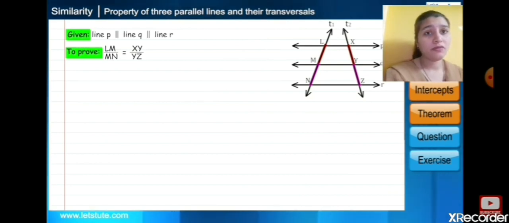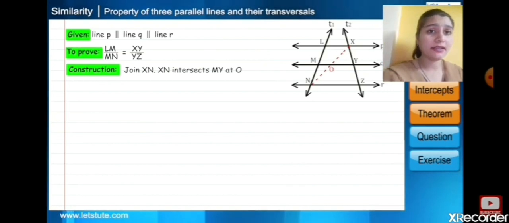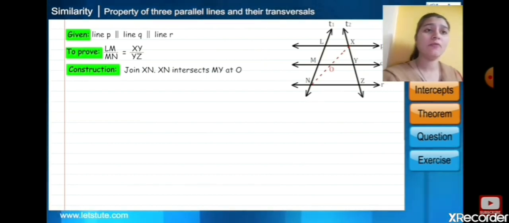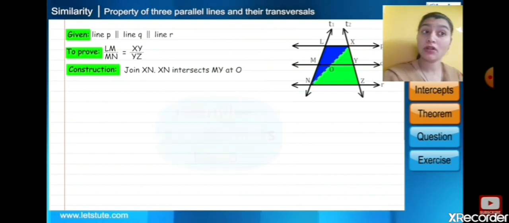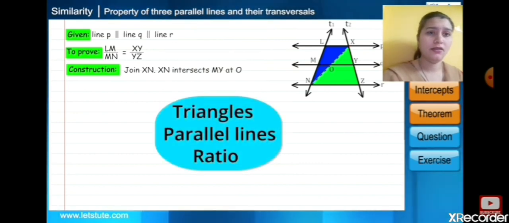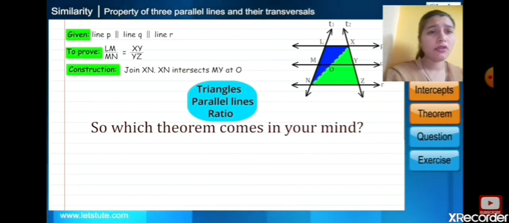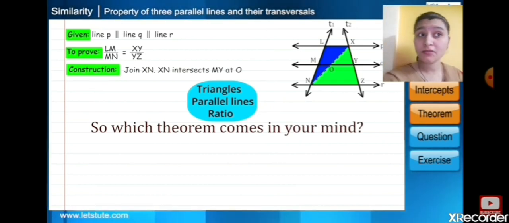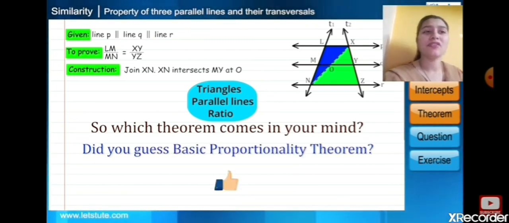So for this we will construct one line. Join XN, which intersects MY at O. So when I'm talking about two different triangles, what comes to your mind? Triangles, parallel lines, ratio. Again when I'm talking about ratio, which theorem comes to your mind? Yes, I think you are right. If you are thinking BPT, then you are right.